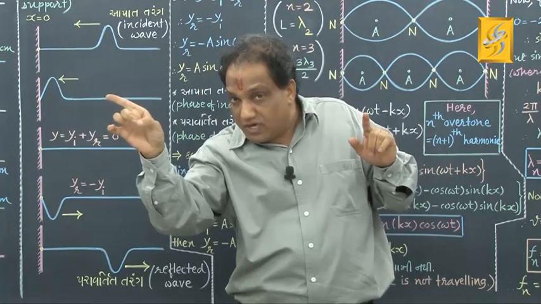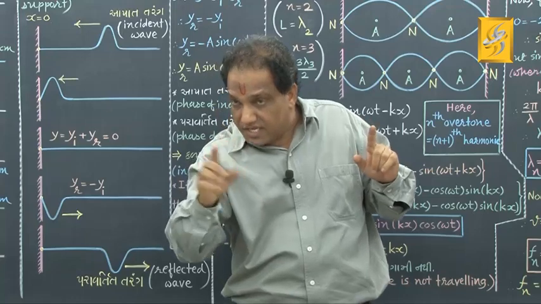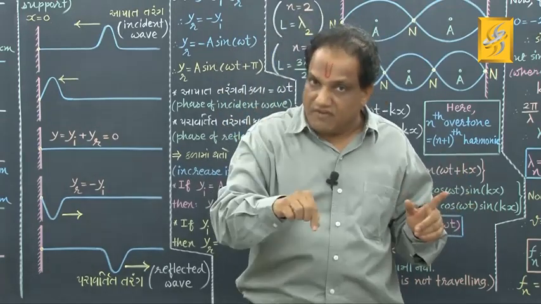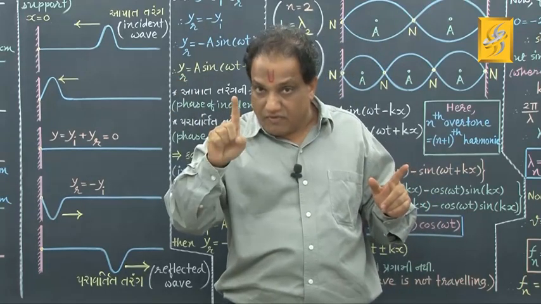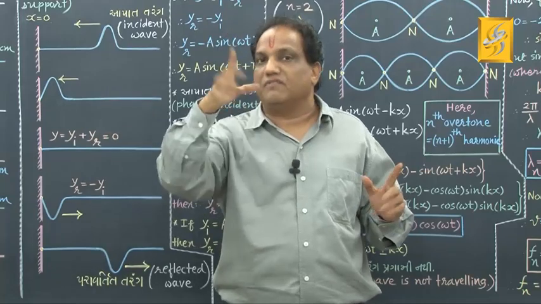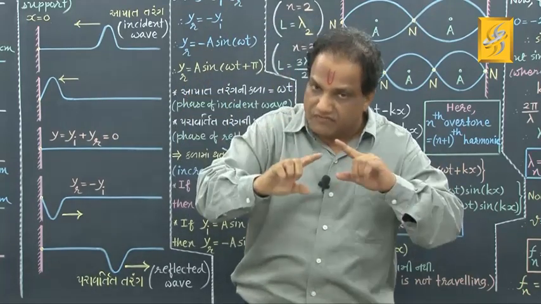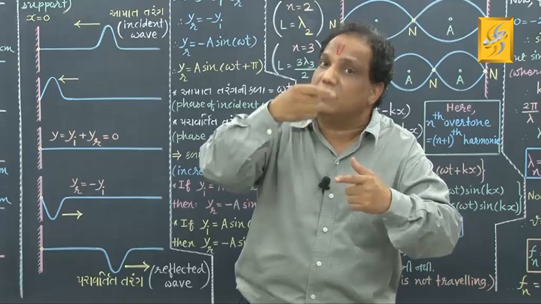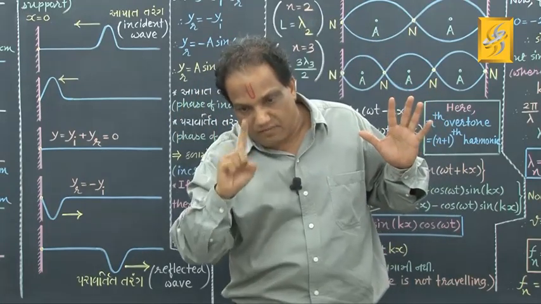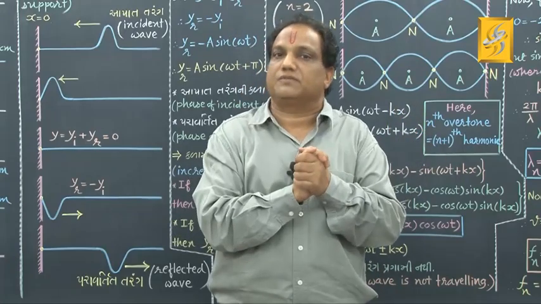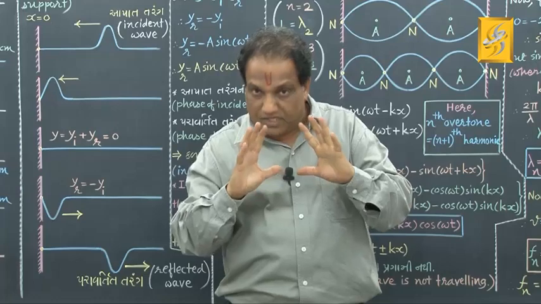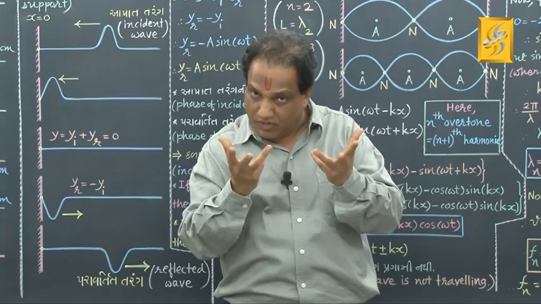If the incident wave is made incident in the form of a crest, then the reflected wave will be reflected in the form of a trough. If while being incident the wave is in the form of a trough, then while being reflected it will be in the form of a crest. Crest will turn to trough and trough will turn to crest. Correct? Got it? Fine. So there is a reversal of shape. This is from the physics point of view.